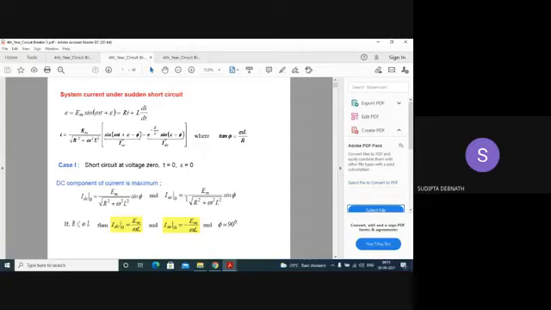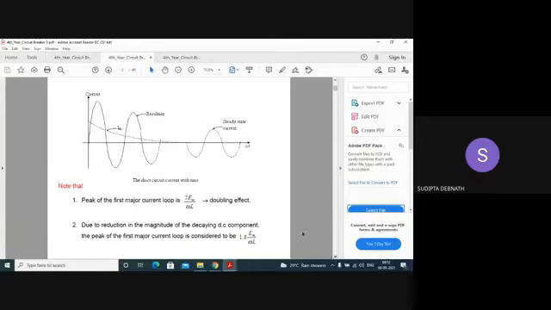Okay, now if R is much less than omega L, then we can neglect R and we can write this IDC, the DC component, when the short circuit occurs at voltage zero. The DC component at time zero is this one, and the AC component at time zero is this one. So the total current will be this one plus this one. So at zero, you can find out that this one plus this one becomes zero. So it will start from zero.